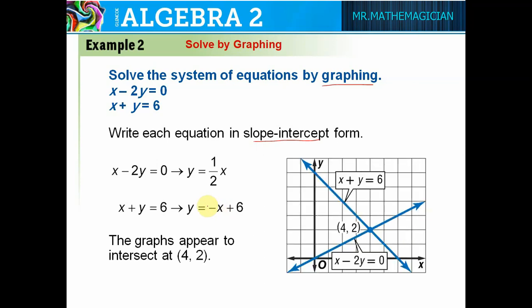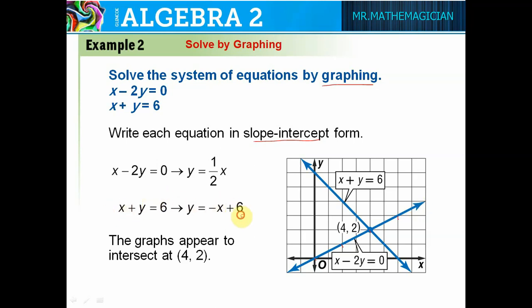Now we can graph the two lines. How can we graph this one? It has y-intercept as 0, so we put here a point at 0. And the slope is half, means we rise 1 and we go to the right 2. Rise 1, go to the right 2, rise 1, go to the right 2. So this is the first line. Now the second line.